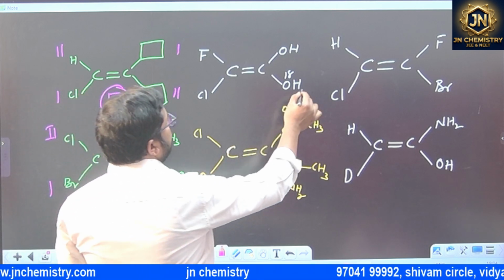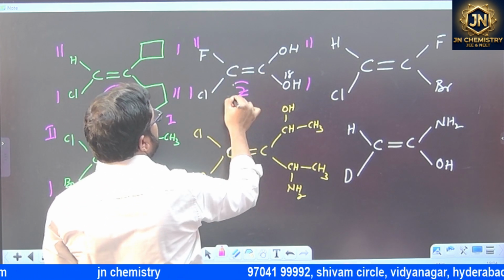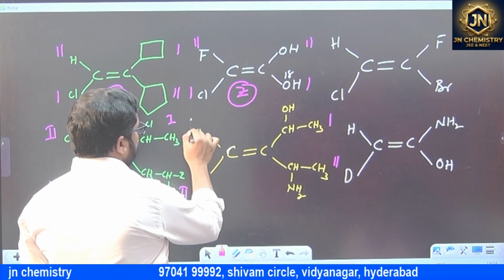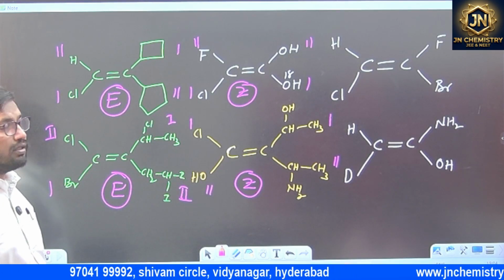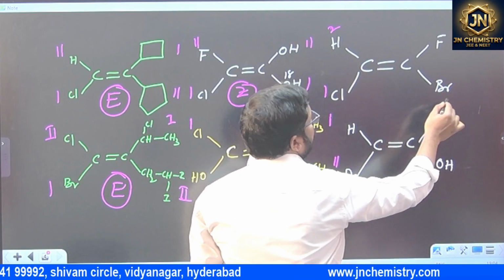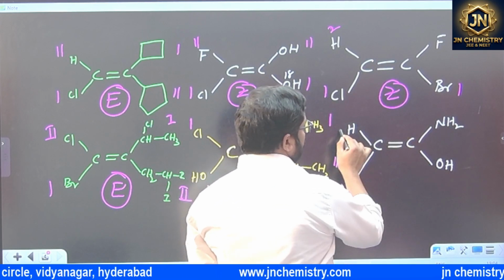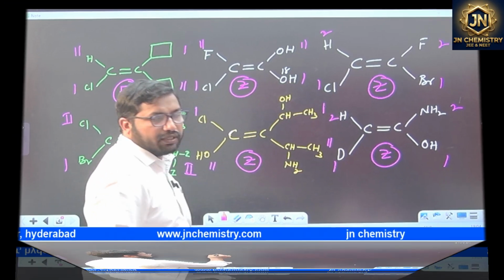Next here, 1, 2, 1, 2, Z. 1, 2, 1, 2, Z. Come on, write it down.